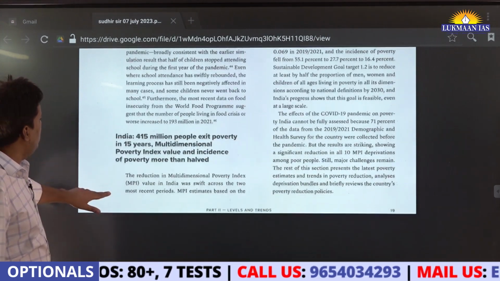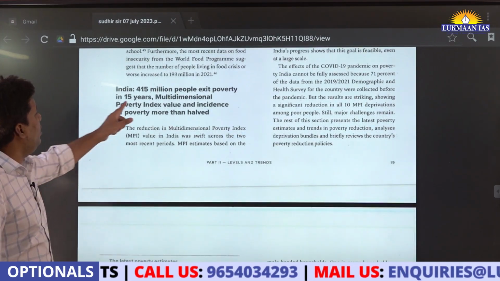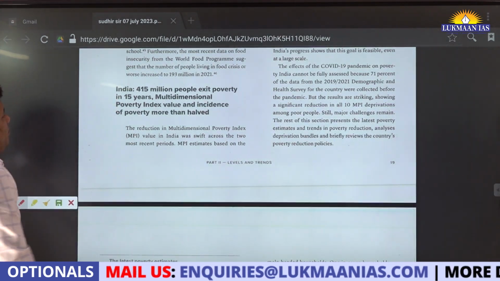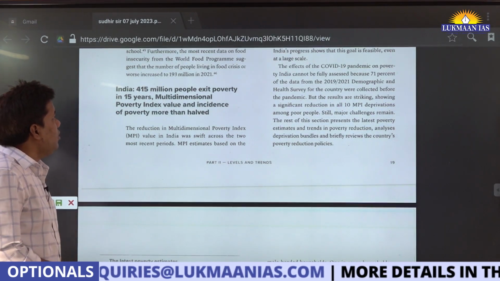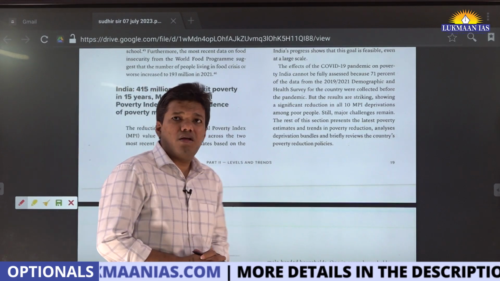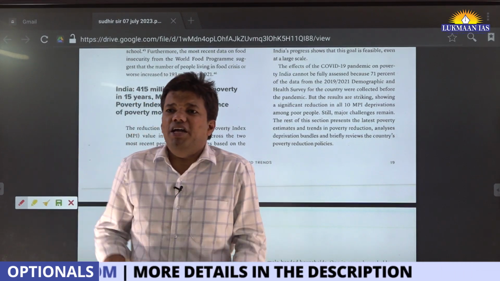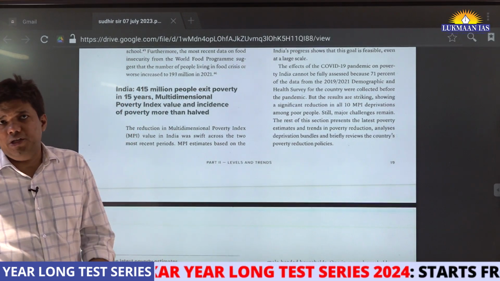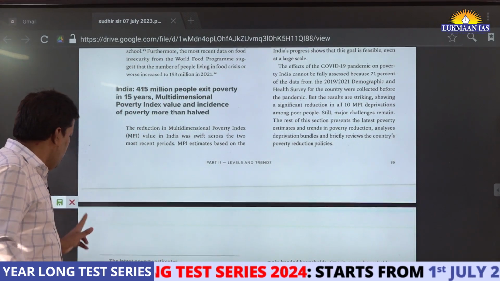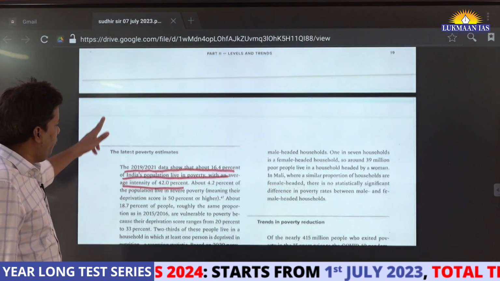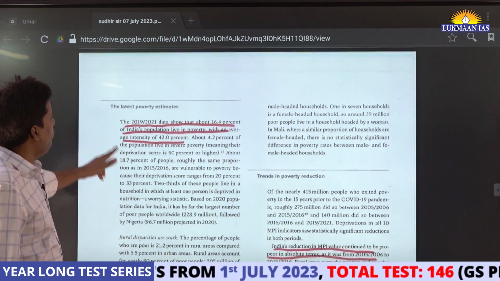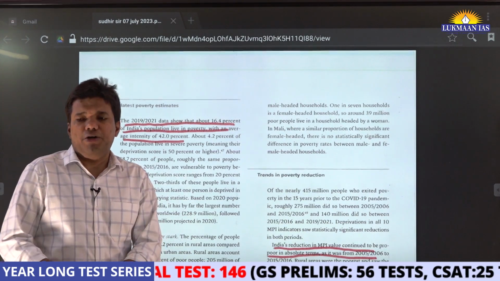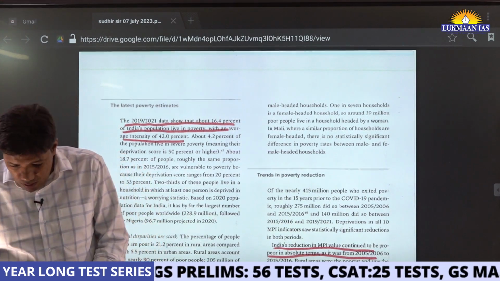Now, okay. See, this point you must mention somewhere, right? In India, 415 million people exited poverty in 15 years. So this is a big achievement. See, if India and South Africa cannot achieve SDG 1, then the world will not achieve SDG 1. So in fact, one must say SDG 1 is now only the problem of Africa and India, right? It is no more a problem of developed countries. Fine.